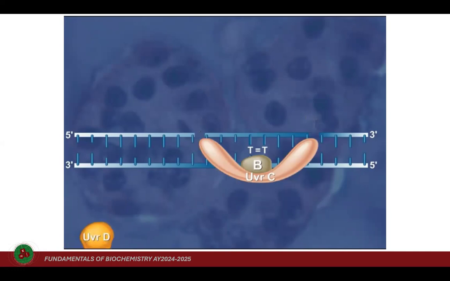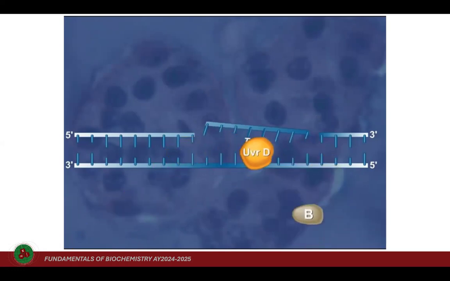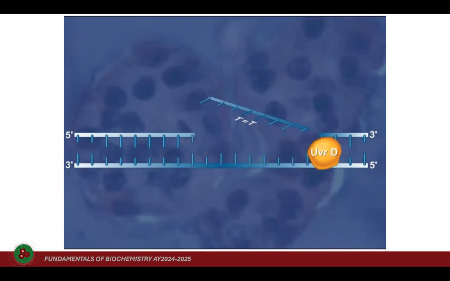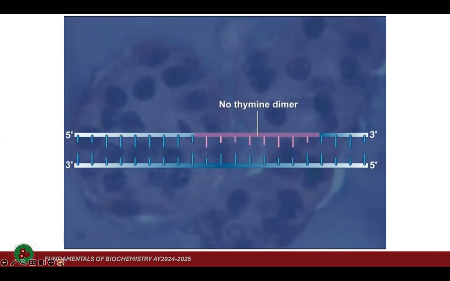UVRD, a helicase, then binds to the site and separates the segment of damaged strand from the rest of the DNA molecule. UVRB, C, and D are then all released from the damaged region. This leaves a gap that is filled with the proper nucleotides by DNA polymerase and then sealed by DNA ligase. The end result is that the damaged DNA has been replaced with the correct bases. Okay, so that's how nucleotide excision repair is performed.